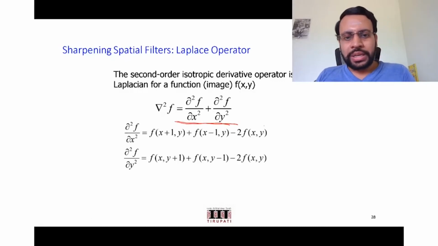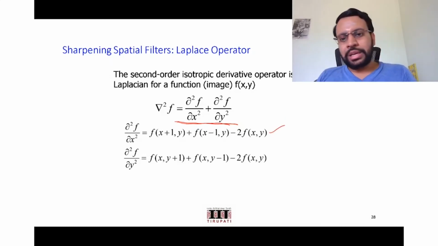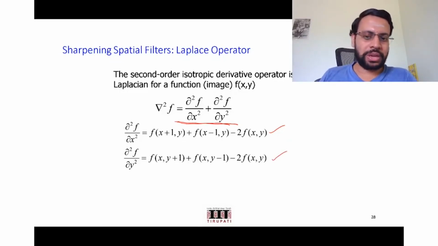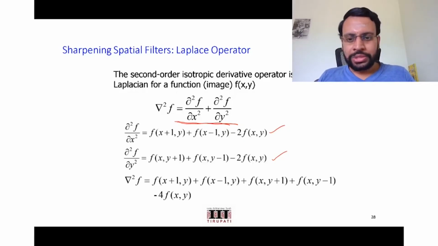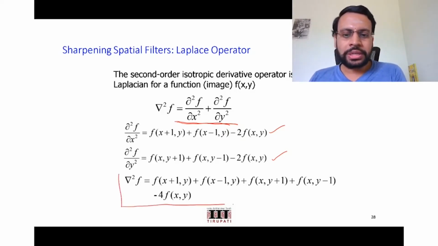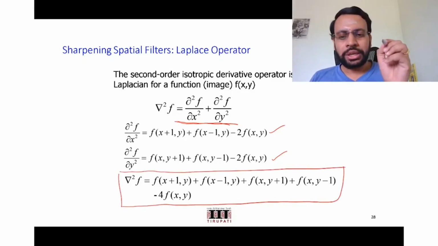You already got the expression for ∂²f/∂x². Similarly, you replace x with y, and you would get the expression for ∂²f/∂y², and you sum them both up. Then that would give you the expression for the computation of the Laplacian at a given point.